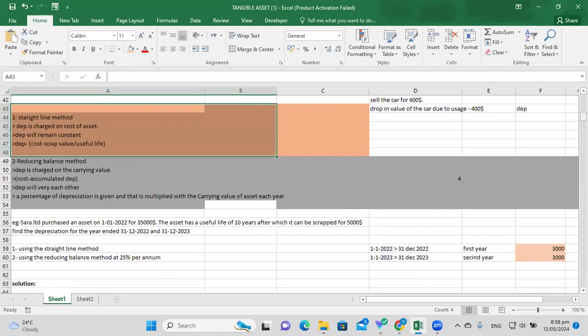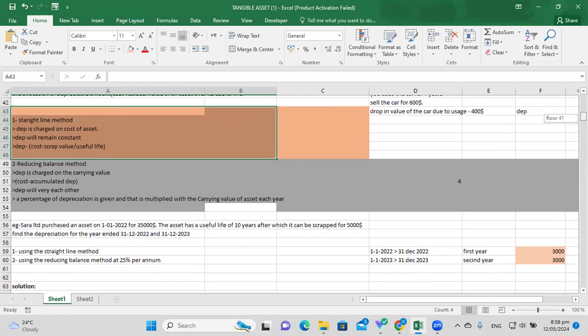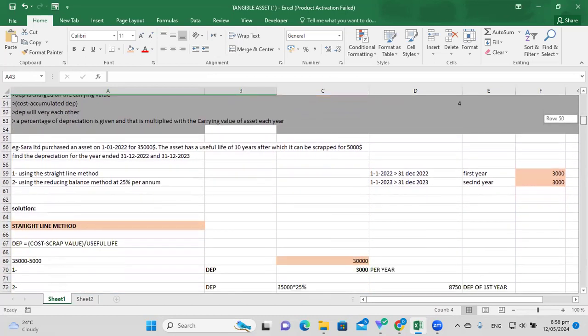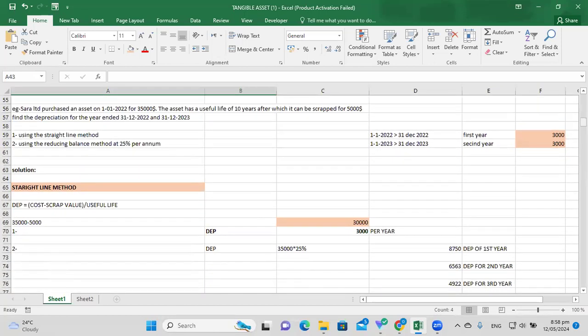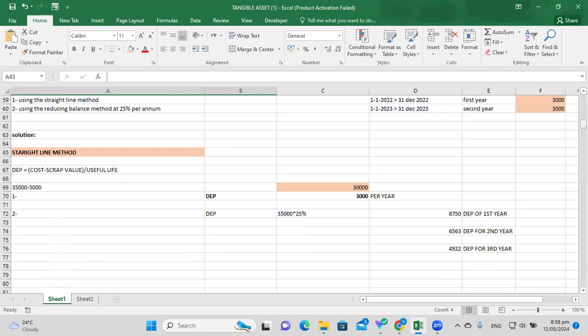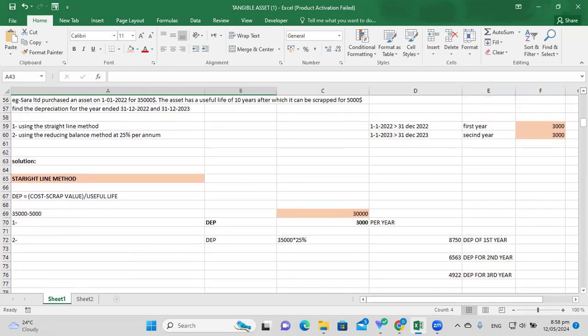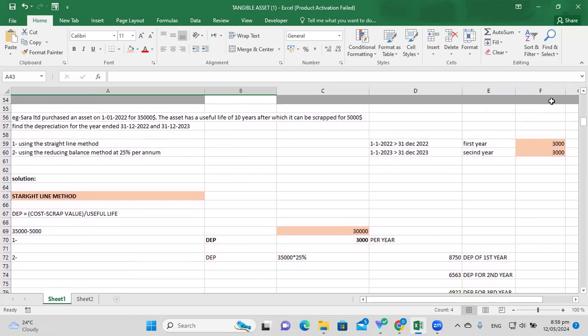Now we will look on to the reducing balance method. It's a bit more difficult than straight line. Straight line is pretty simple because it gives you constant depreciation every year. But in reducing balance, the depreciation is not constant every year. So first of all, I will show you the example for the reducing balance method, and then in the same way, I will show you the theory for reducing balance method.